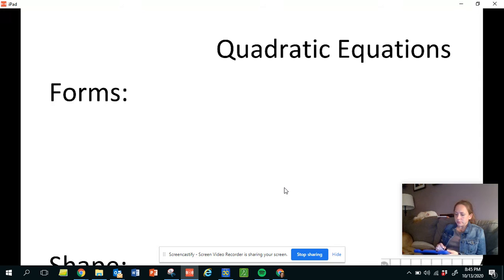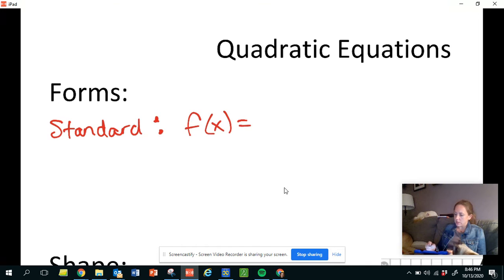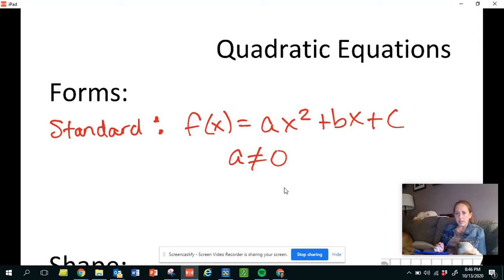So there's standard form, where it's y equals, or f of x equals ax squared plus bx plus c, where a, b, and c are all real numbers, and a does not equal 0. B and c could equal 0, but a can't, for it to be quadratic anyway. So that's standard form. That's probably the most common form that you'll see.